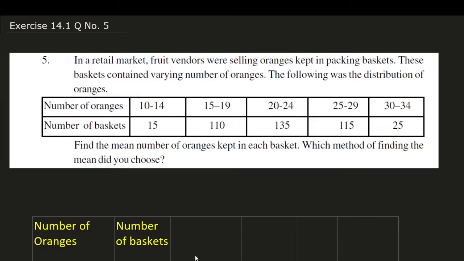Now let us see question number 5 of exercise 14.1. In a retail market, fruit vendors were selling oranges kept in packing baskets. These baskets contained varying number of oranges. The following was the distribution of the oranges. Number of oranges are given as class intervals and number of baskets are given as frequencies.